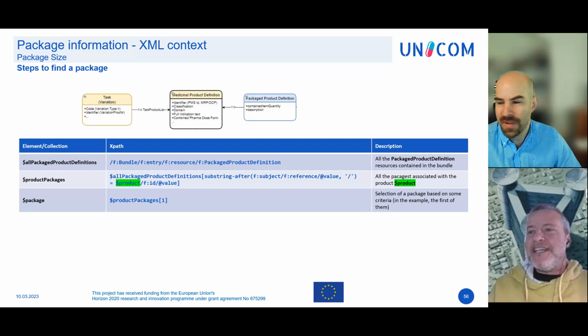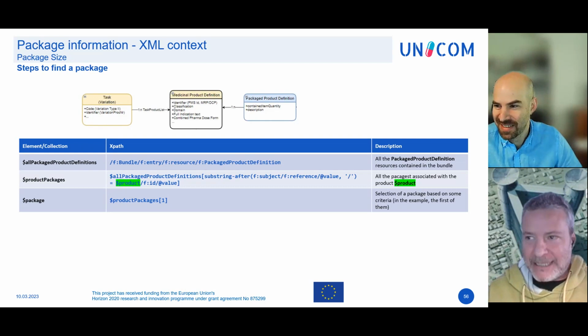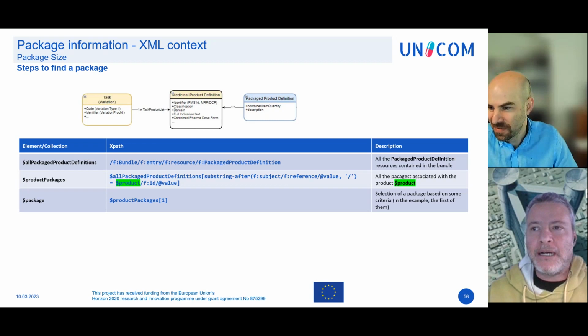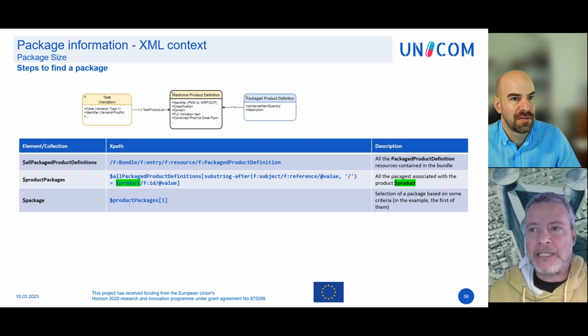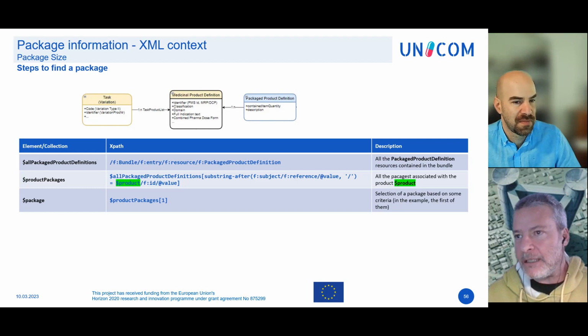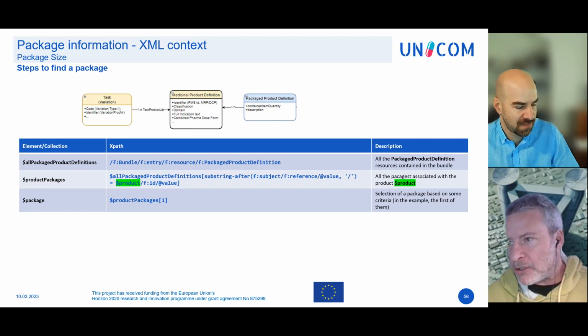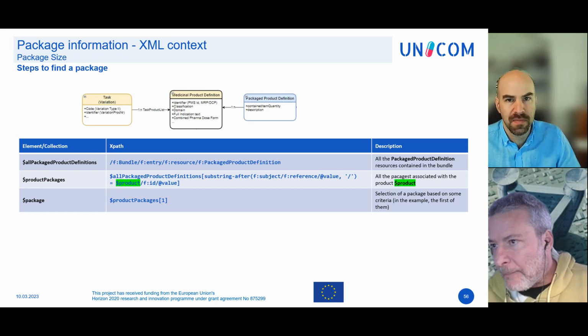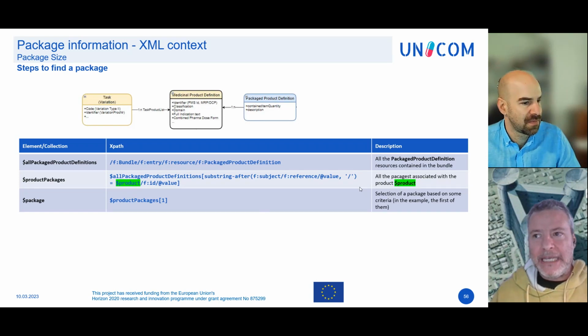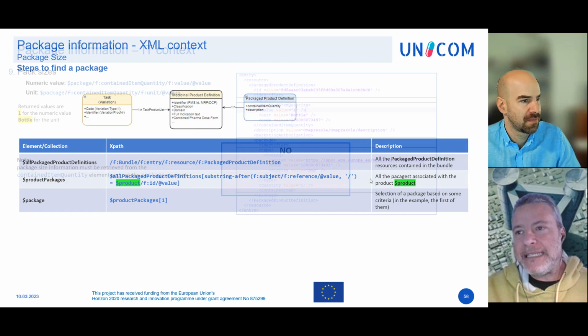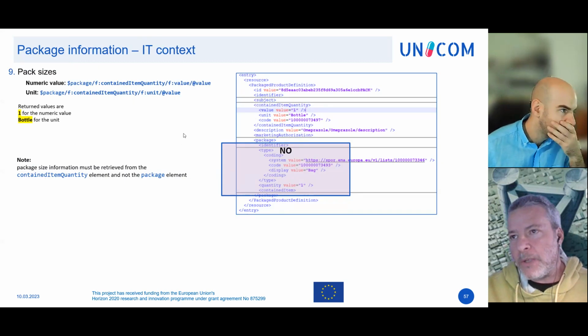Someone muted me. So in this case, once again, a list of steps. We start, for all the resources of type package product definition, with the first query. Then we select all the packages of a given product by filtering the collection obtained in row 1, saying that the package has to have a subject / reference / attribute value equal to the ID of the product we want the package associated with. And then in the list of packages, we take the first one.